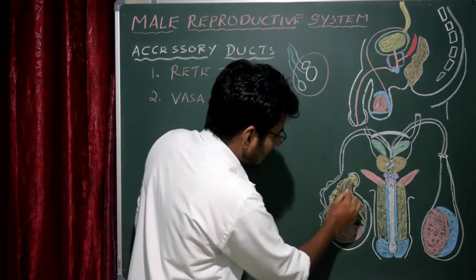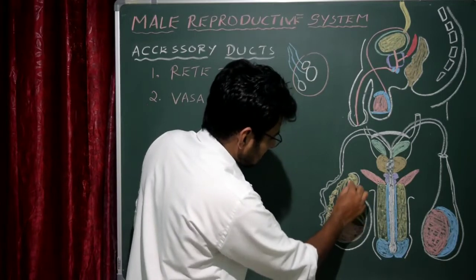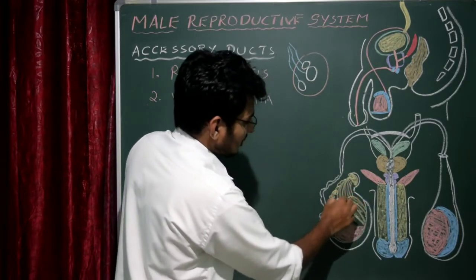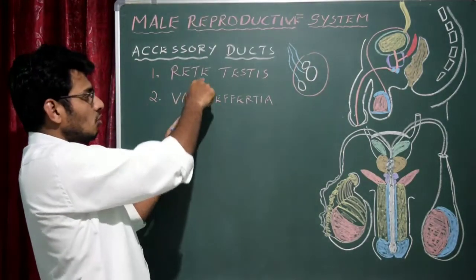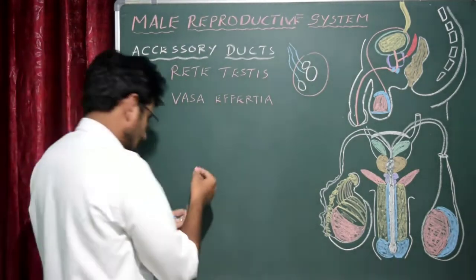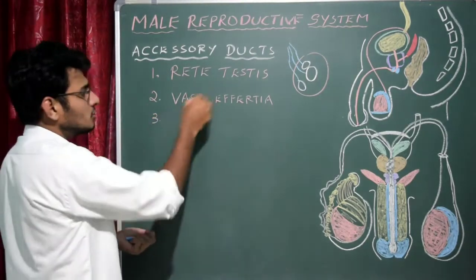See, it opens like this. This particular structure what you see here is actually the vasa efferentia. So that is called the vasa efferentia. That means rete testis opens into vasa efferentia. I'll just write what happens to the vasa efferentia now.